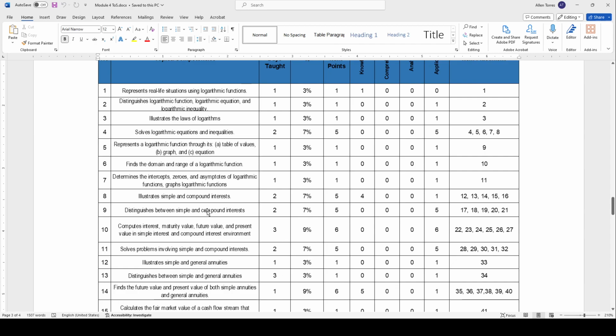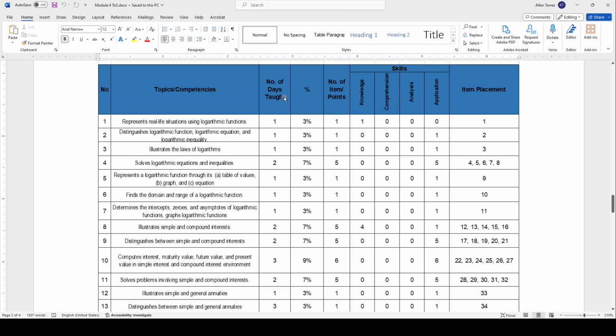Okay? So, yun po yung idea kung bakit mo nilalagay yung number of days taught. Para alam mo kung saan mapupunta yung majority of the items or yung a good percentage of items. Kailangan namang isang araw mo lang tinuro pero 50% ng test items andun sa kanya. Siyempre hindi. Kung gaano mo katagal itinuro, proportional din yung percentage or number of items na ibibigay mo sa kanya.